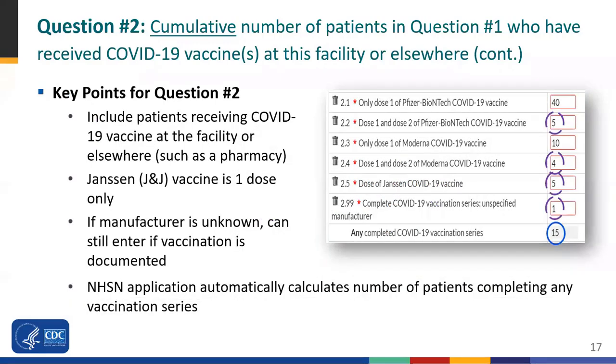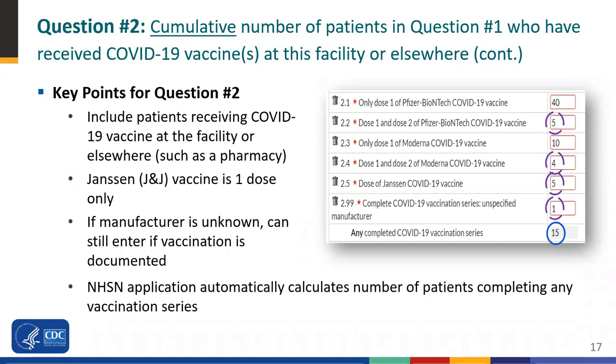So this slide outlines some key points about question 2. Facilities should include patients receiving COVID-19 vaccine at the facility or elsewhere, such as a pharmacy. For those patients receiving vaccine elsewhere, they should provide documentation of COVID-19 vaccination. Please note that the Pfizer and Moderna vaccines require 2 doses for full vaccination. Only 1 dose is given for the Janssen vaccine.